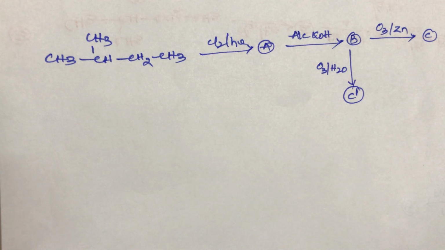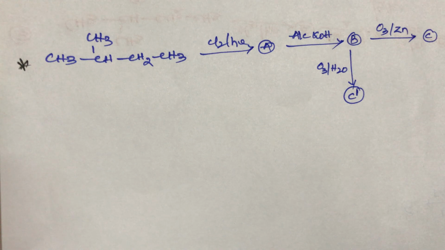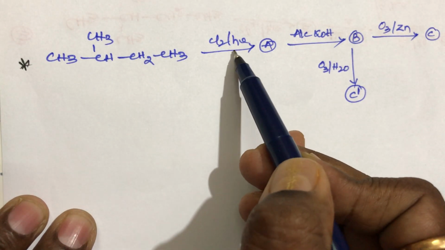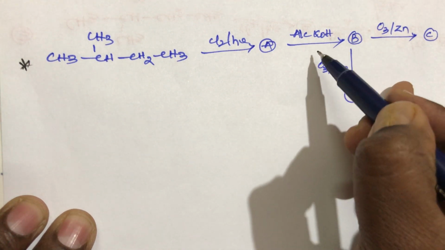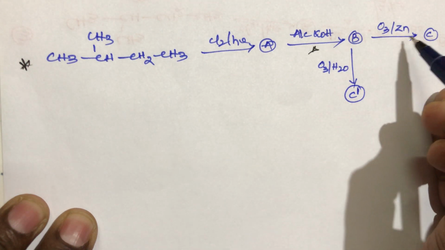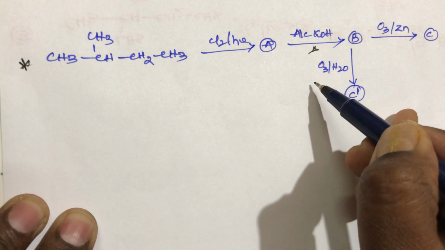Hello students, next example, that is the next conversion. 2-methyl butane reacts with chlorine in the presence of sunlight to give A compound. When A compound reacts with alcoholic KOH, it gives B compound. When B compound reacts with O3 in the presence of zinc, it gives C compound. Again, B compound reacts with O3 in the presence of water.